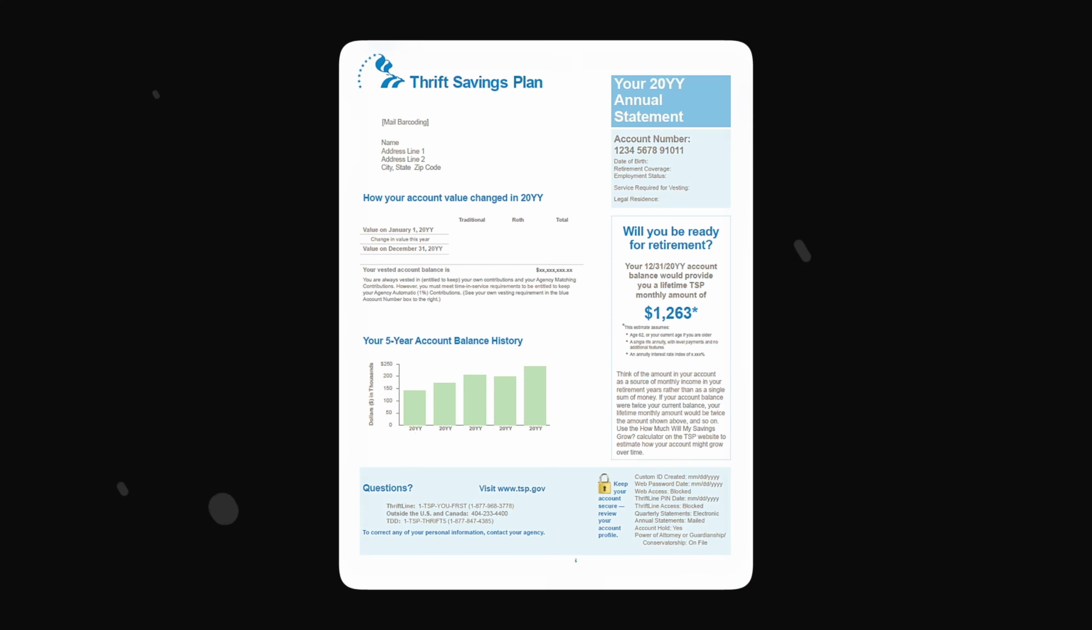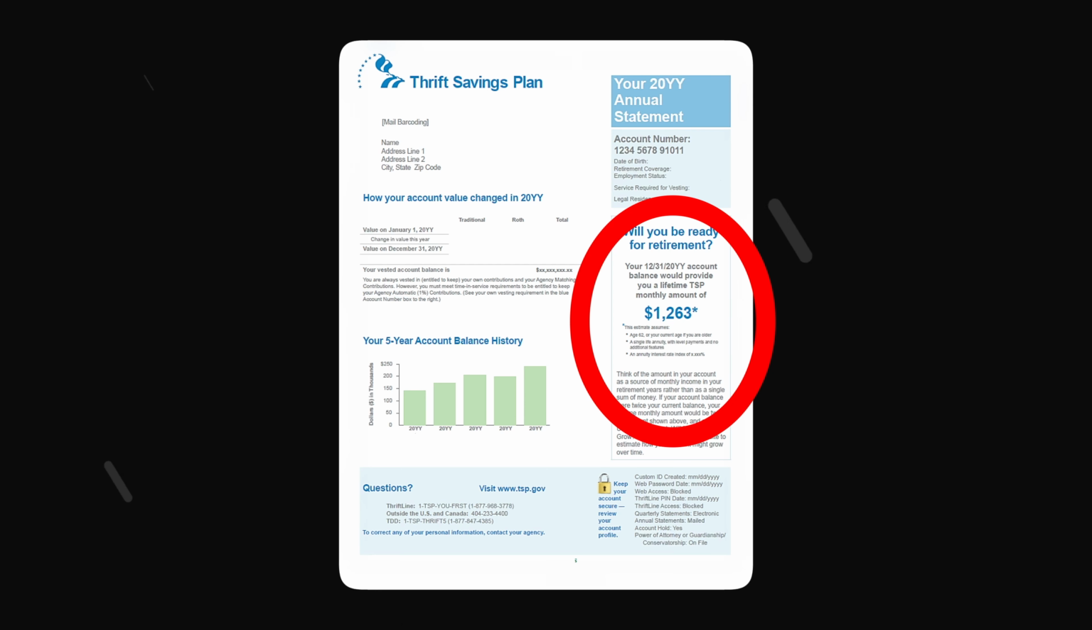And if you look at your TSP statement, that little blue box on the side with the number in it, that's what you will get if you were to sign up for the lifetime income annuity option. Here's the issue with that. If you select that option, you have to pay for the cash refund option. Again, pay for it means that money that's coming out is less because you have the cash refund option, right?